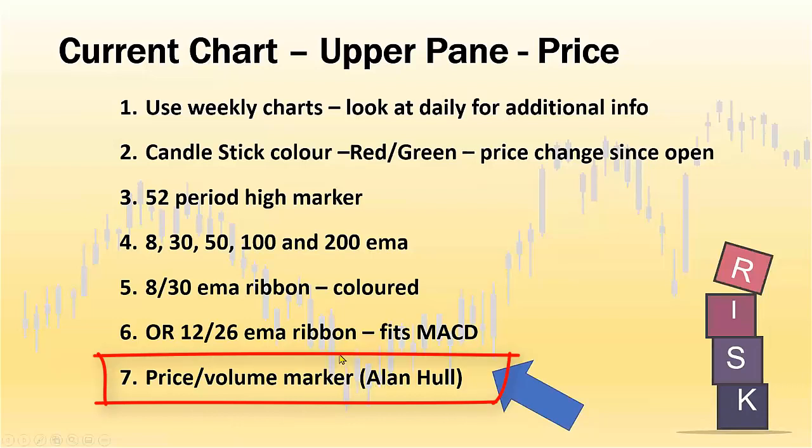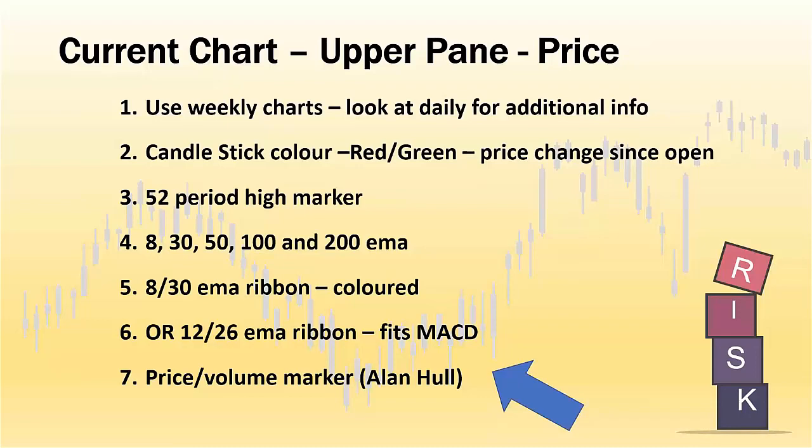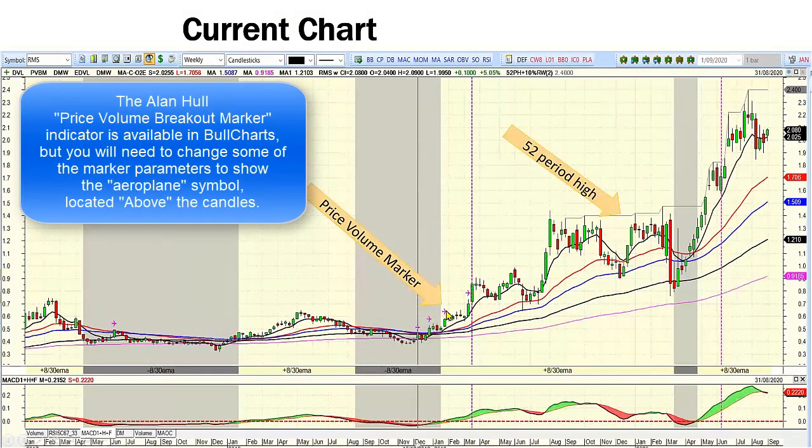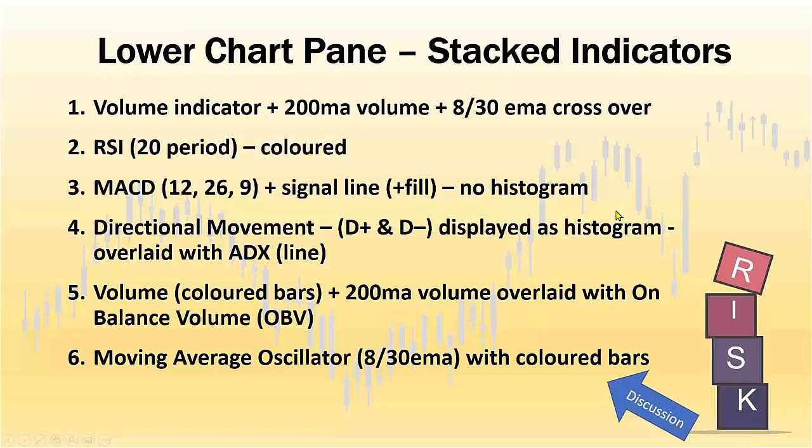It's in your indicators. It's put in by Alan Hull, and it measures price and volume increase. And this is what it looks like. It's a little aeroplane. So if you have a candle with a big increase in price and volume, it puts a little signal up there and says, alert, something's happening. And if you often go and have a look at volume, you can pick it up. Once again, I've got my 52-week high.